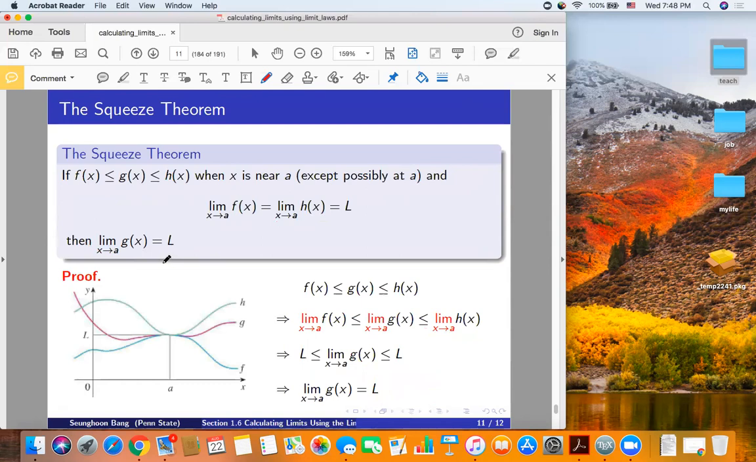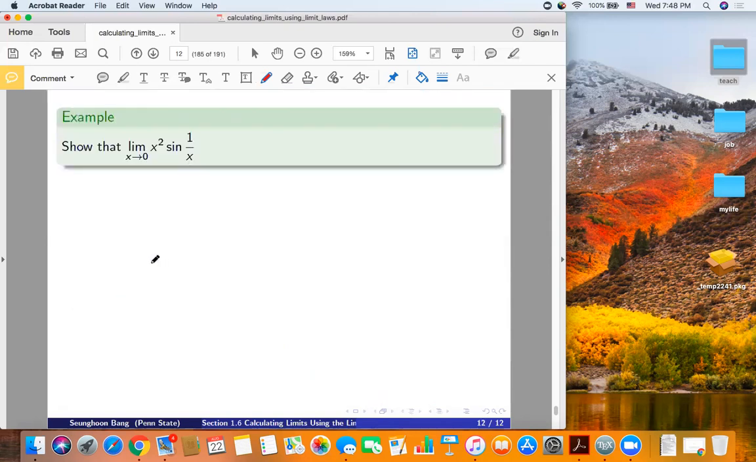I want to give the last example. So here, show that the limit of x squared sine of 1 over x as x approaches 0. So how can you solve this problem? This is like a graph. If you don't know the graph, it doesn't matter. You can use the squeeze theorem. The first one.